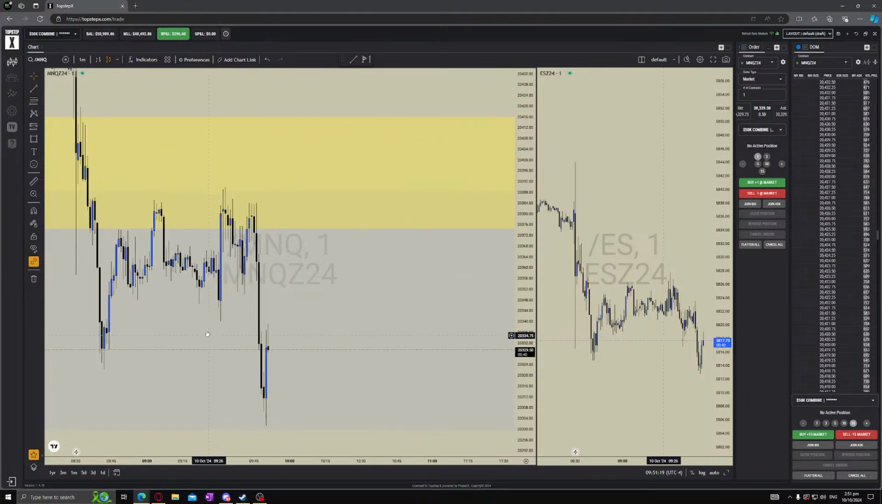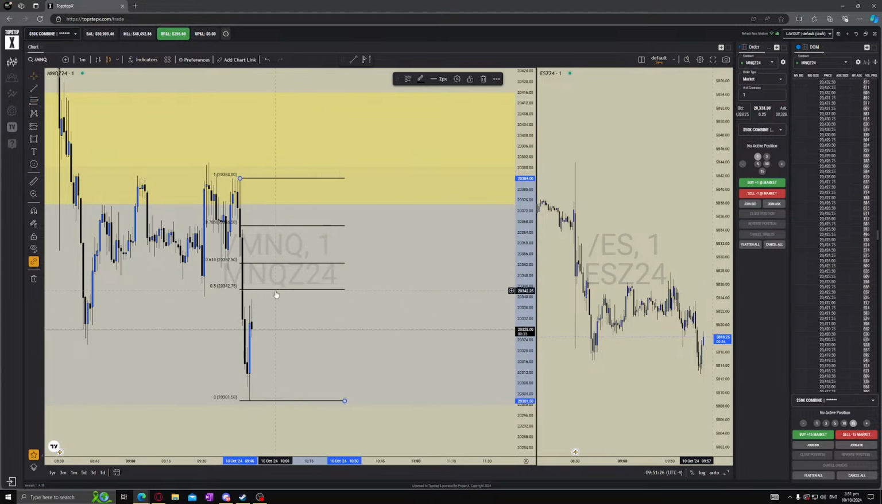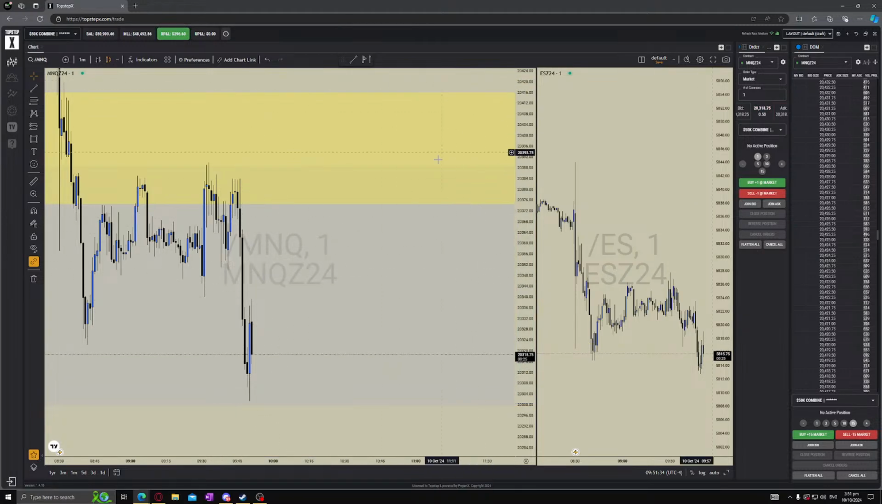A good entry here would always be above the 50% mark, so at least on discount. If not, it's just not worth it. It's too big of a stop loss. That's why I'm not that interested.